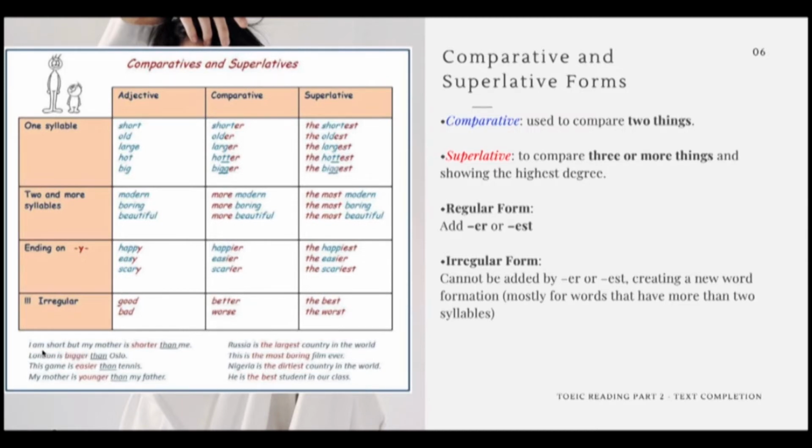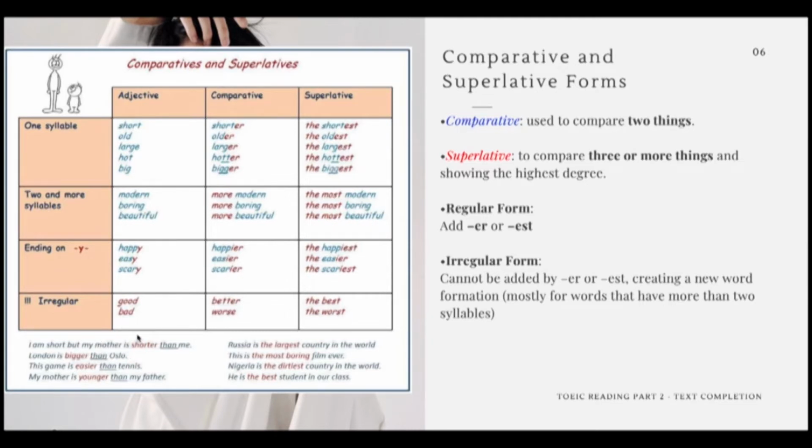Pay attention to the explanation for the comparative and superlative. I am short, but my mother is shorter than me. So always add than after comparing two nouns over here. Meanwhile, for the superlative itself, you should add the: the largest, the most boring, the dirtiest, and the best. You cannot just say most boring, dirtiest, best, or largest. That is wrong, everybody. Pay attention.